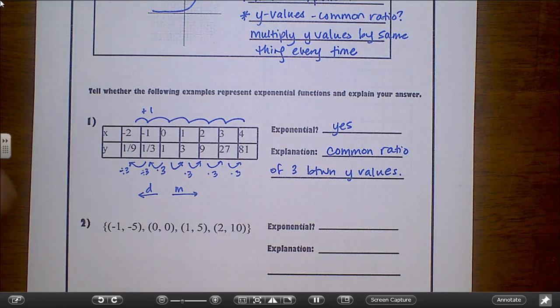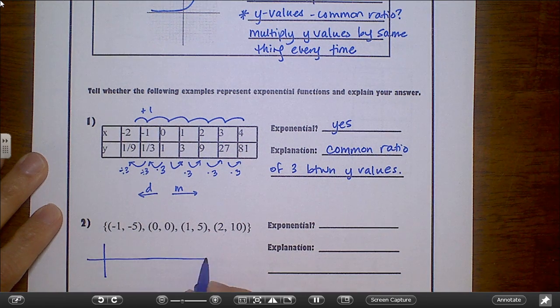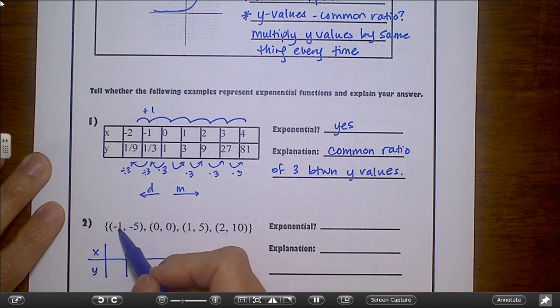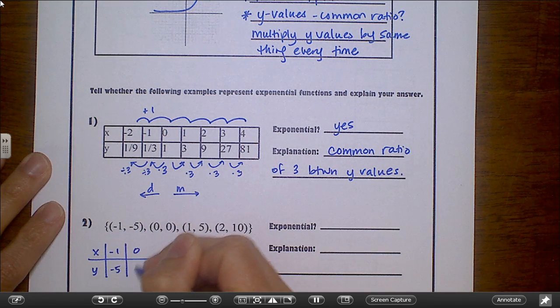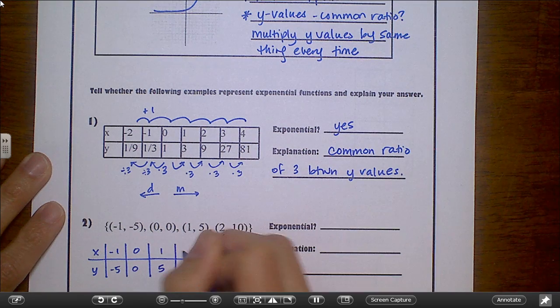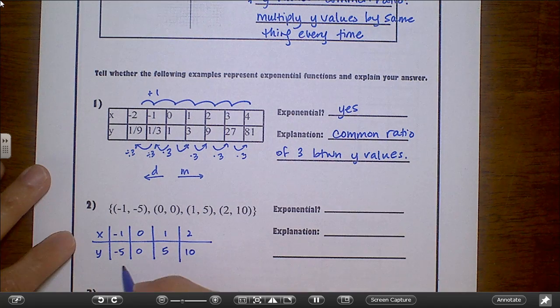These are coordinate points. You can look at them as tables. Remember, we can just put them into a table if we want. Good practice here, reminding ourselves how to do that. So remember, these are x's, these are y's. So this is -1, -5, then I have 0, 0, and I have 1, 5, and then I have 2, 10. All right, so let's take a look.